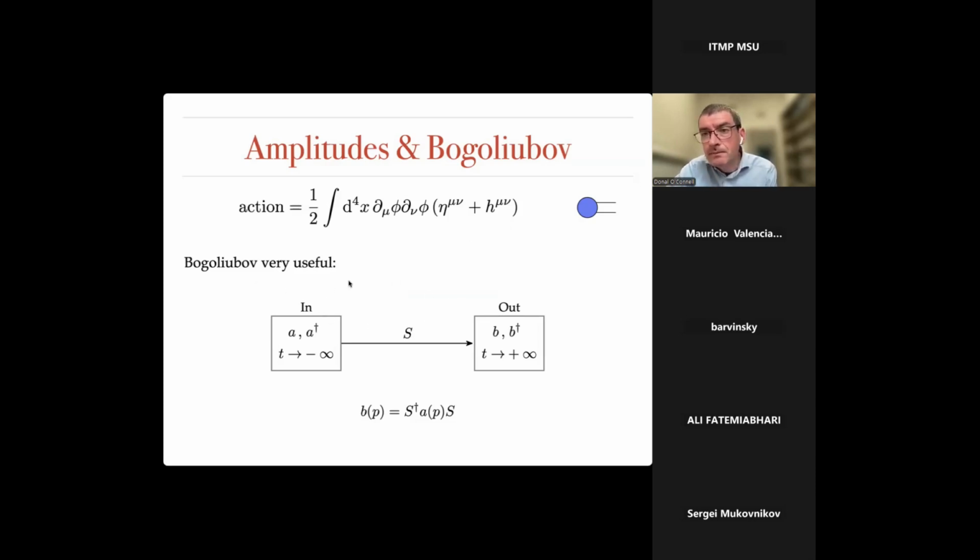Okay, now the Bogoliubov approach again is very useful, and it's expressed in terms of the relation between the ladder operators in the past and in the future. So this is just the same setup as I discussed a few moments ago. A and A dagger are ladder operators for the in-Hilbert space. B and B dagger are the operators for the out-Hilbert space.